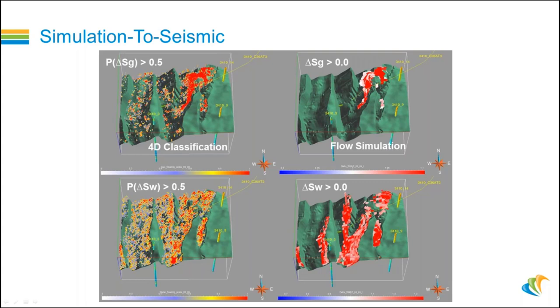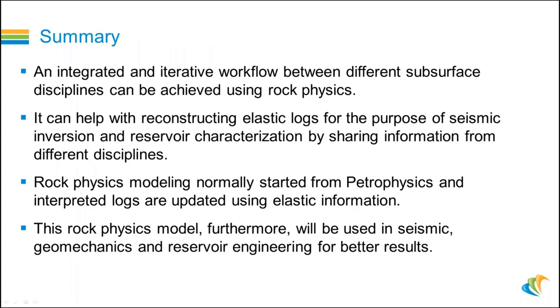So let me summarize what I have talked about so far today. I introduced an integrated and iterative workflow between different subsurface disciplines that can be achieved through rock physics modeling. So rock physics here acts as a toolbox. It's not a separate discipline, it's a toolbox that connects different disciplines together. What rock physics can do, it can help you to reconstruct elastic logs for the purpose of seismic inversion and characterization. So you can share the information from one discipline to another discipline using seismic. You can even compensate for the missing data using the rock physics data. And it could be very helpful and make your results better.